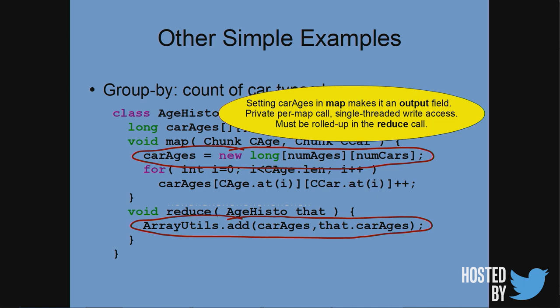But because I'm writing it once per chunk, I end up with however many million chunks I have, so I need a reduction on it. So we have utilities to do pairwise, group-by kind of adds of things.